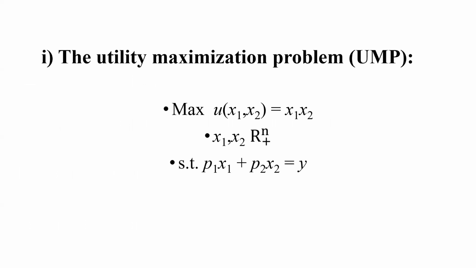The utility maximization problem, UMP, is the maximization of utility u(x1, x2) = x1 x2, where x1 and x2 are real numbers, subject to the budget constraint: the price of x1 times x1, plus p2 times x2, summed, p1 x1 + p2 x2 = y.